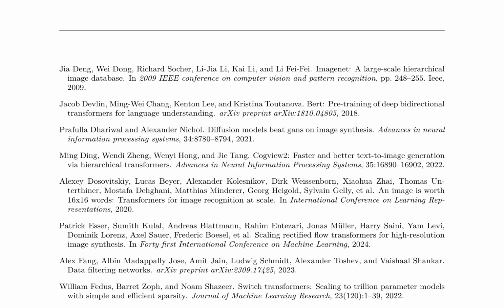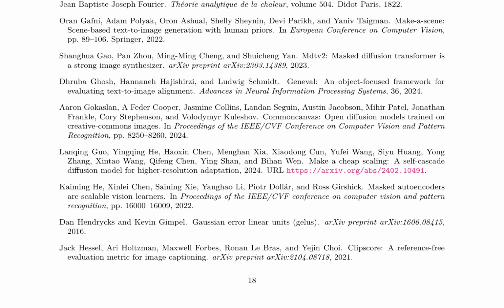They also reference image recognition at scale through transformers and the scaling of rectified flow transformers for high-resolution image synthesis. The paper concludes by discussing the importance of data filtering networks and the potential of switch transformers for scaling to trillion-parameter models with simple and efficient sparsity. It also highlights the role of Fourier analysis in understanding the properties of diffusion models and the development of scene-based text-to-image generation with human priors.